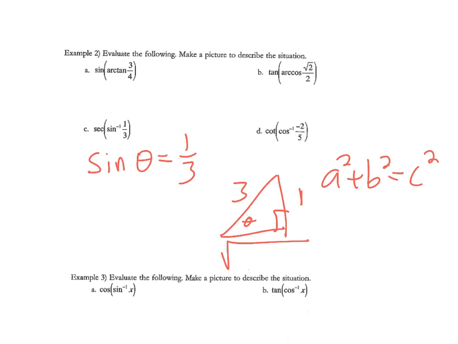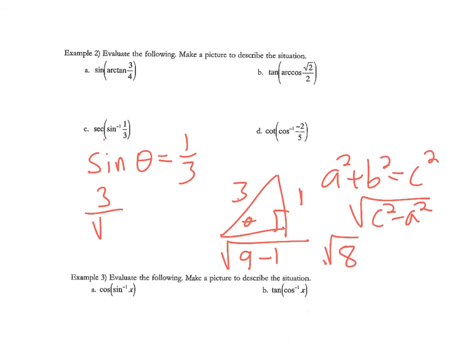If I had to solve that for b, wouldn't that be the square root of c squared minus a squared? So c squared is 9, a squared is 1. So won't that be the square root of 8? And yes, you could simplify it, but for this one, it's easier not to. And then now they're asking me to find the secant of that. Well, secant is a reciprocal of the cosine. The cosine would be √8/3, so we'll write it as 3/√8.